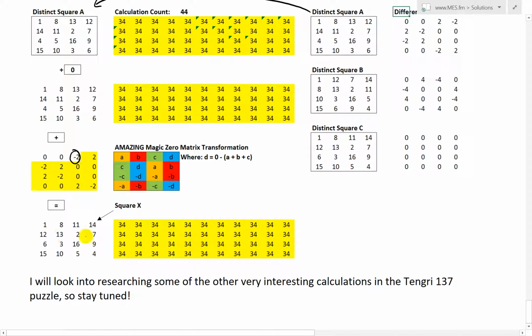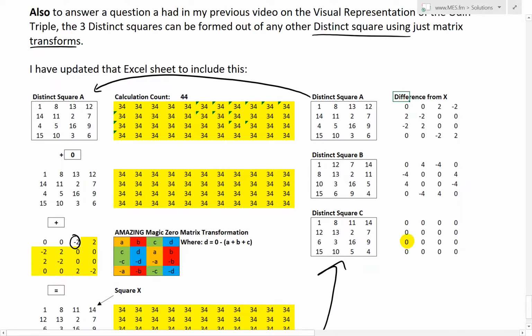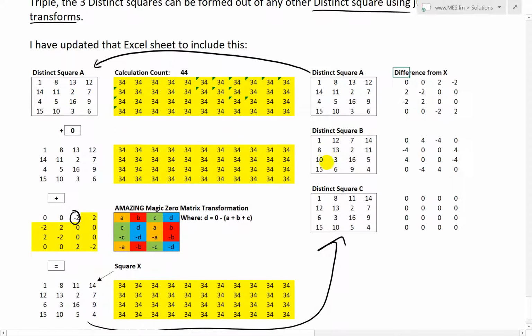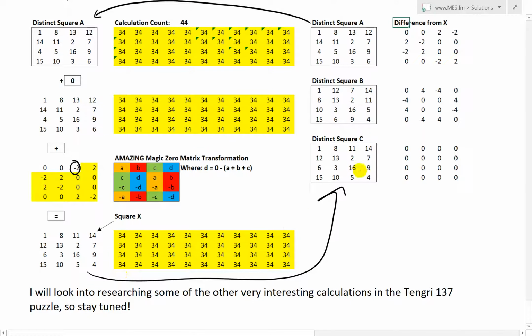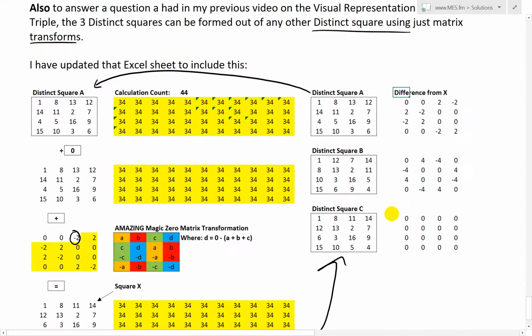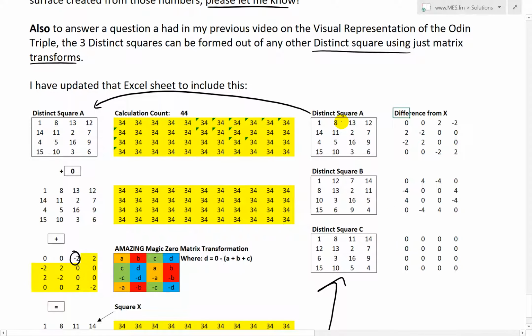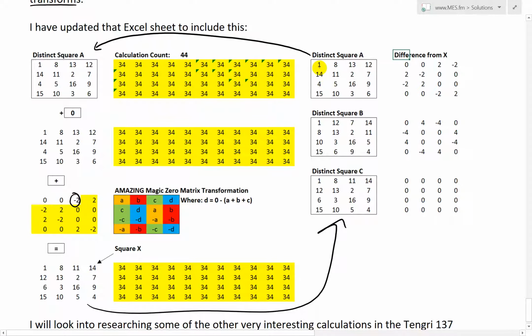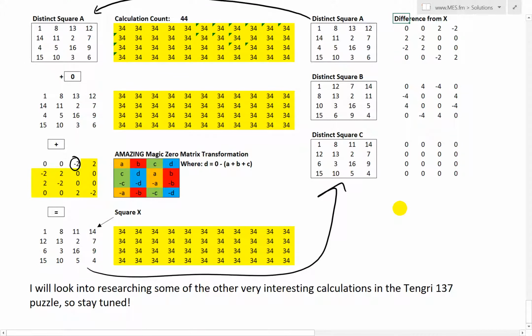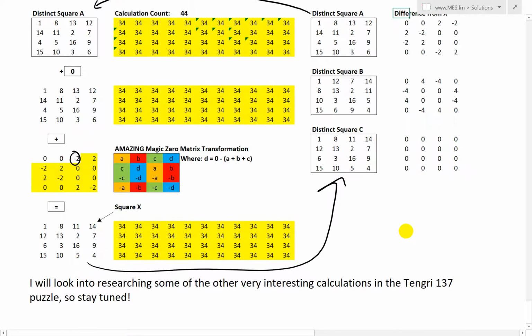What we get is this number, which is still 1, 2, 3, 4, all the way to 16. It's still a perfect 34 magic square. But now this one, we have 1, 8, 11, 14. This is exactly this one here, 12, 13, 2, 7. So see the loop? We went from distinct square A, added this matrix transform, and got distinct square C. Basically the word distinct just means the lowest way you can write them. Besides that, it just means that you could rearrange these in another specific way and still get the perfect magic square. And it's distinct, meaning if you rotate it, it doesn't count. You could just rotate this 360, and that doesn't count.